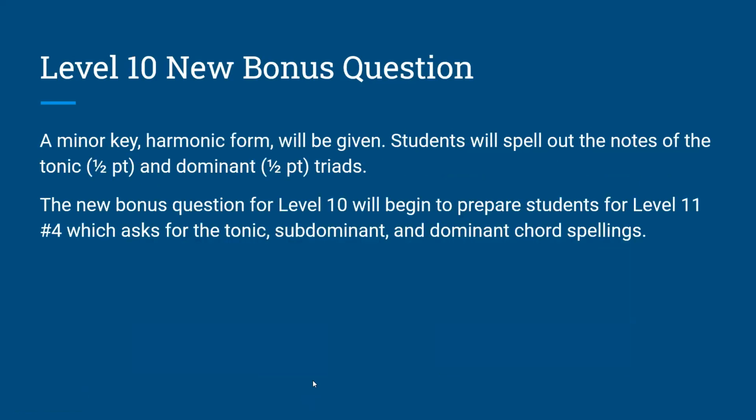Okay. Level 10. A minor key harmonic form will be given. Students will spell out the notes of the tonic and dominant triads, and they will be scored separately, so a student could earn half a point or else a full point, depending on if they get both triads correct. The new bonus question for level 10 will begin to prepare students for level 11, number 4, which asks for the tonic, subdominant, and dominant chord spellings. So on this one, they only have to do tonic and dominant, but they will have to do all three when they get to level 11.